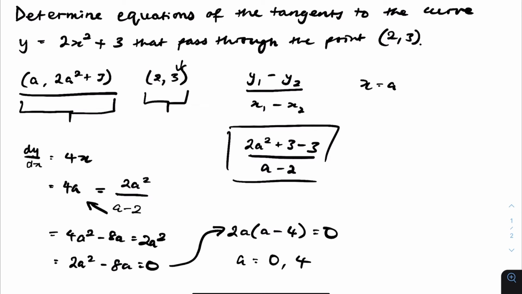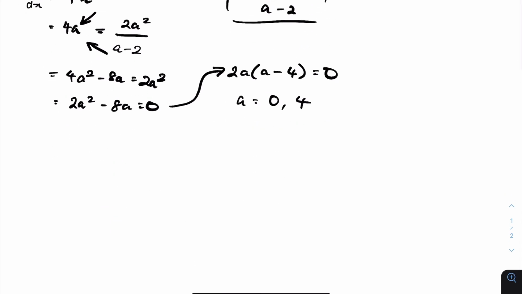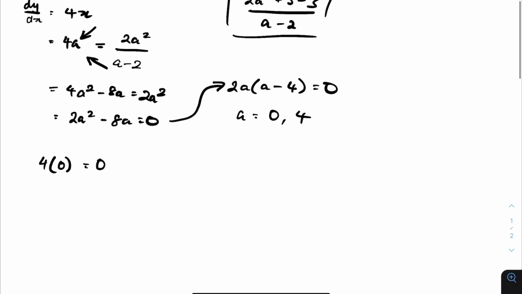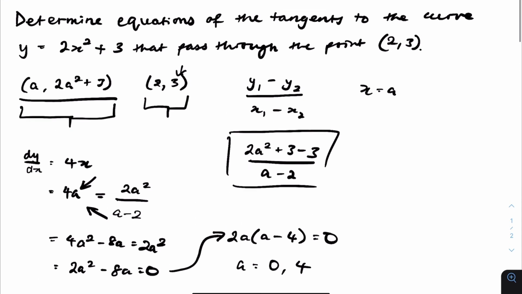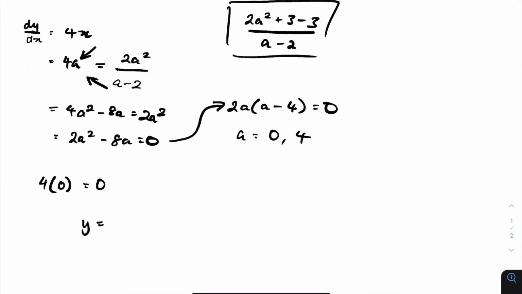Now, if we look at this part over here where we said our gradient is 4a, we can just substitute the values of a we got in there to find the gradient of our tangent. So let's say that a is 0. Well, 4 times 0 is equal to 0. So there's no gradient to this tangent. Since our gradient is 0, it's y equals 0x plus c, so it's just y equals c. So now we need to find c.